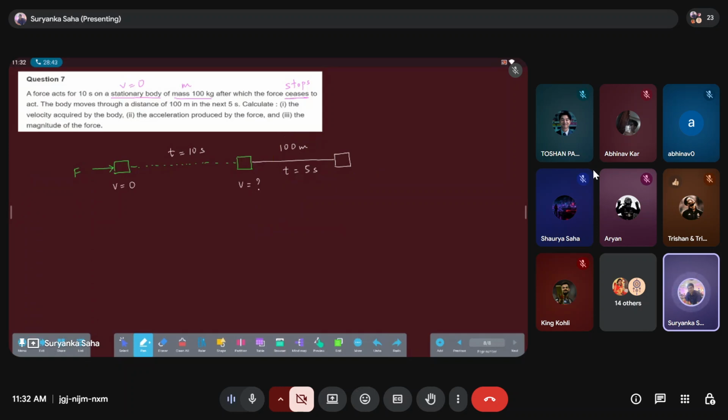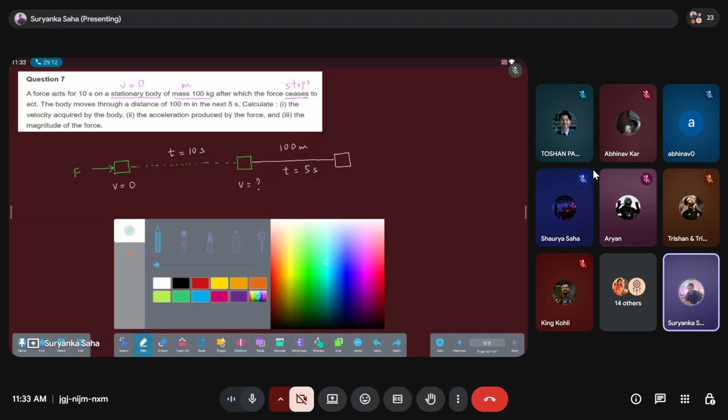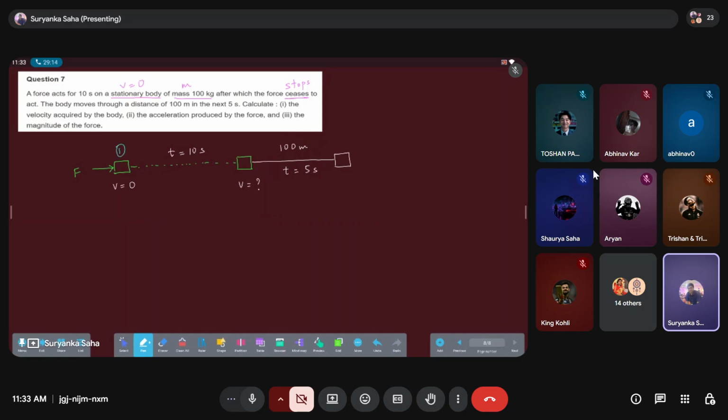Because whatever value of velocity will be achieved in this position, that value of velocity will help the body to move 100 meter in 5 seconds. So that will help you to calculate the value of velocity in this position. So see how these problems are solved. You start numbering: this is position 1, position 2, position 3.